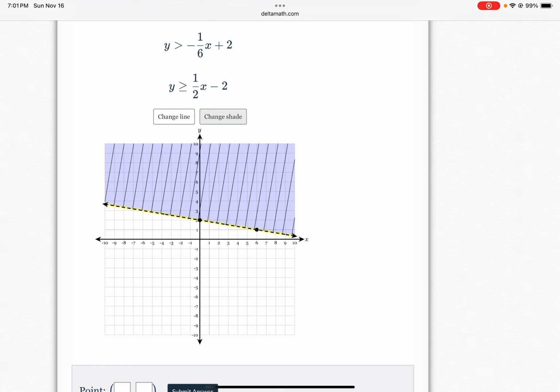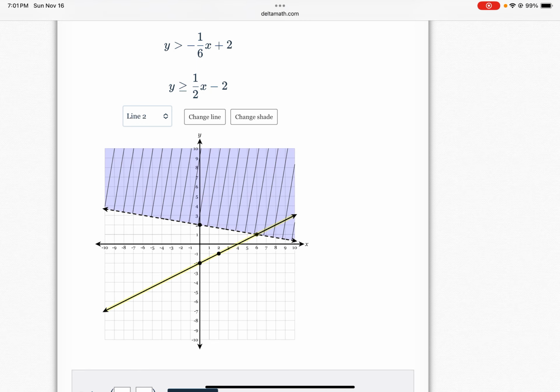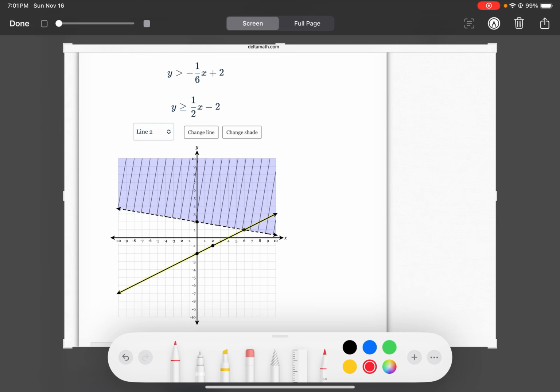All right, for the second line, I'm going to go to -2 and put a point. And then my slope says to go up 1 and right 2. I'm going to leave this a solid line because we have a greater than or equal to. And now I just have to test my point. So I can use 0, 0 again and see if that's going to be true. 0 is greater than or equal to 1/2 times 0 minus 2.